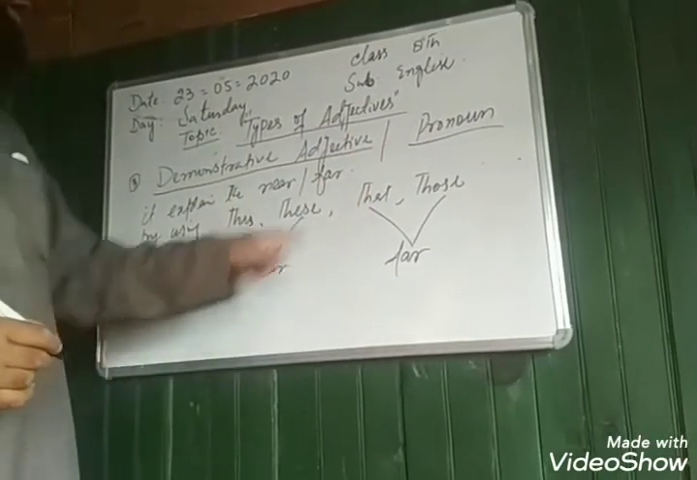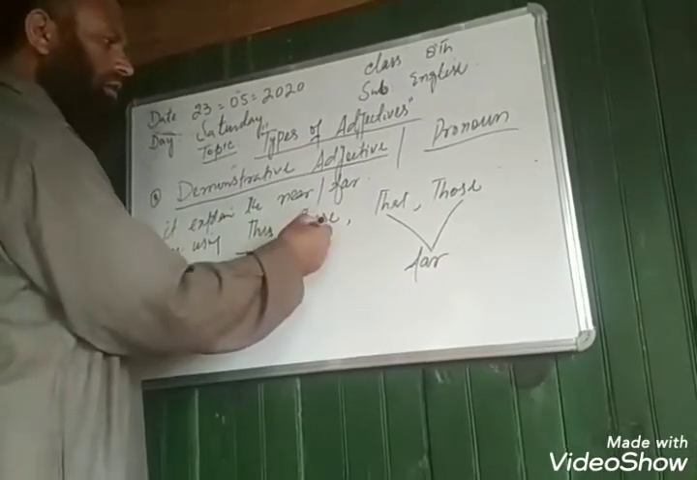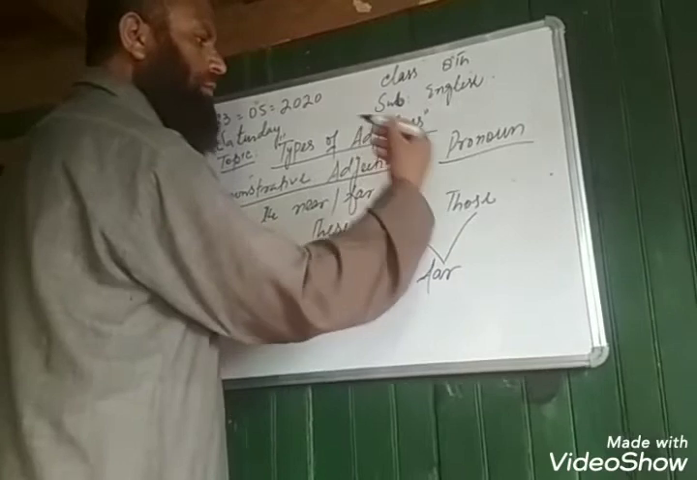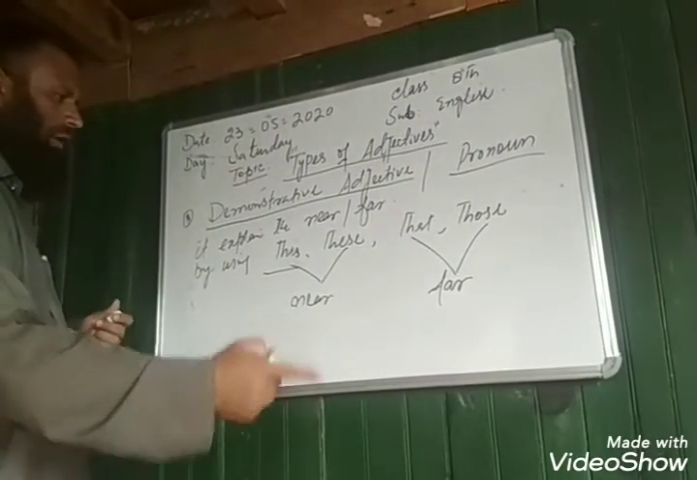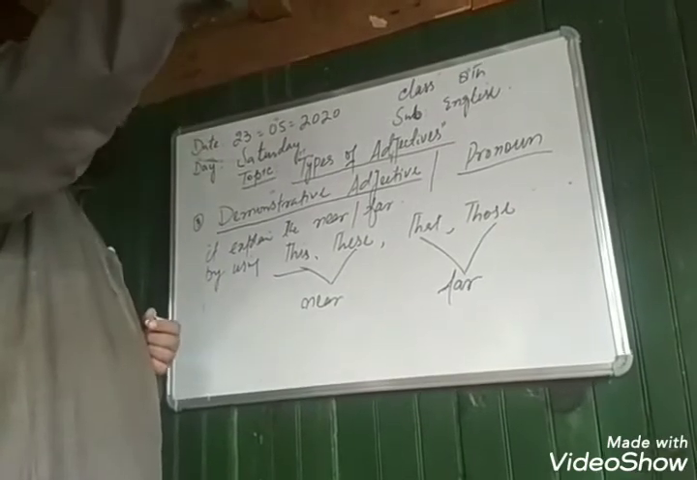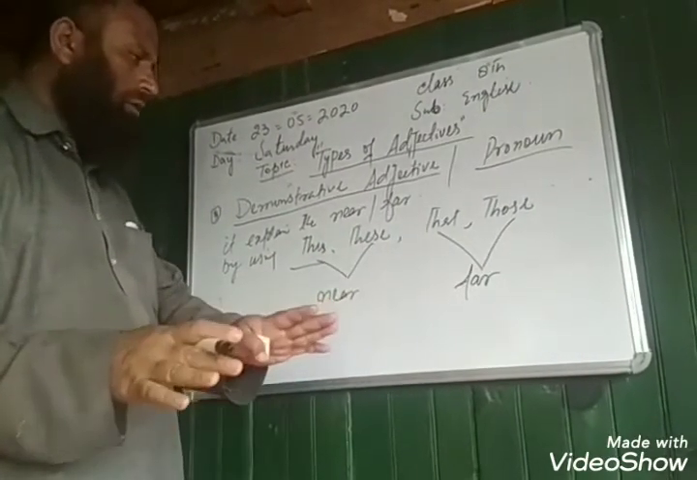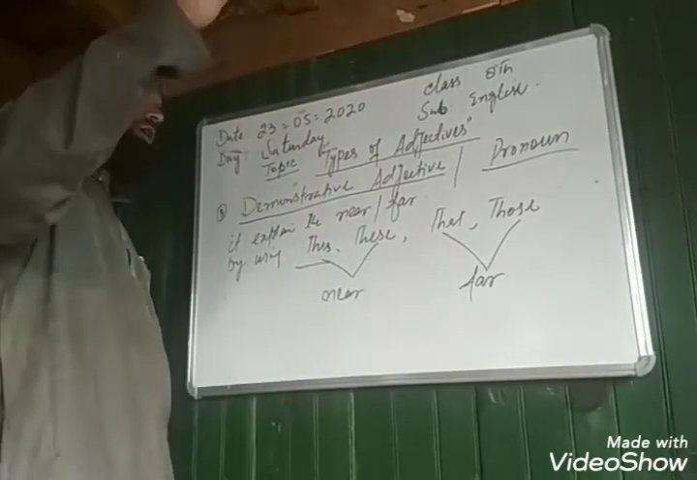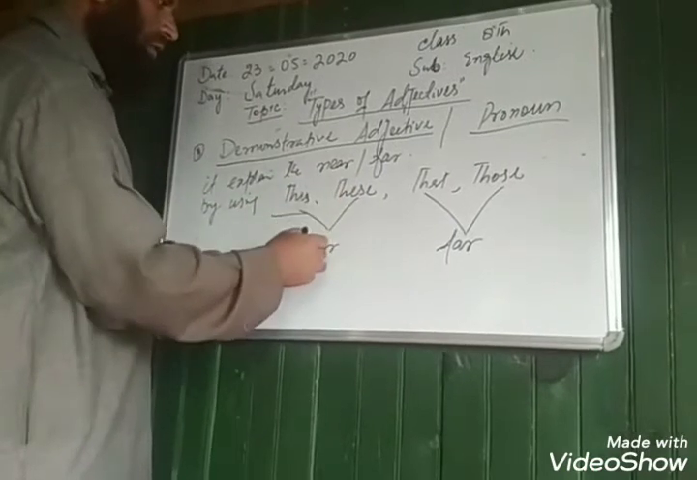This and these are for near, and that and those are for far. The object which is nearer to you, where we use this and these, this is singular and these is plural. And the objects which are far, away from us, for singular we use that and for plural those. This book is black: it is the book which is near. And that book is red: it is the book which is away from us. These boys are intelligent: the boys in plural, nearer to us. And those boys are not intelligent: those are the boys which are far from us.